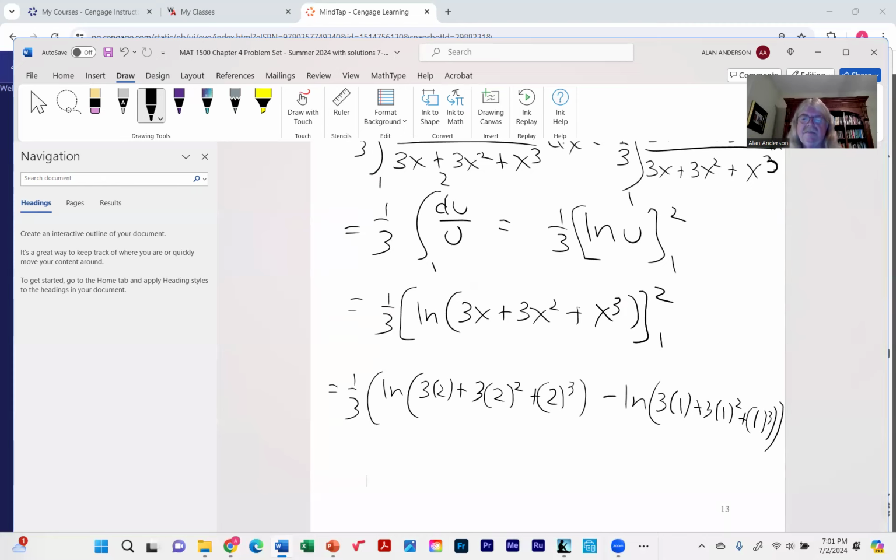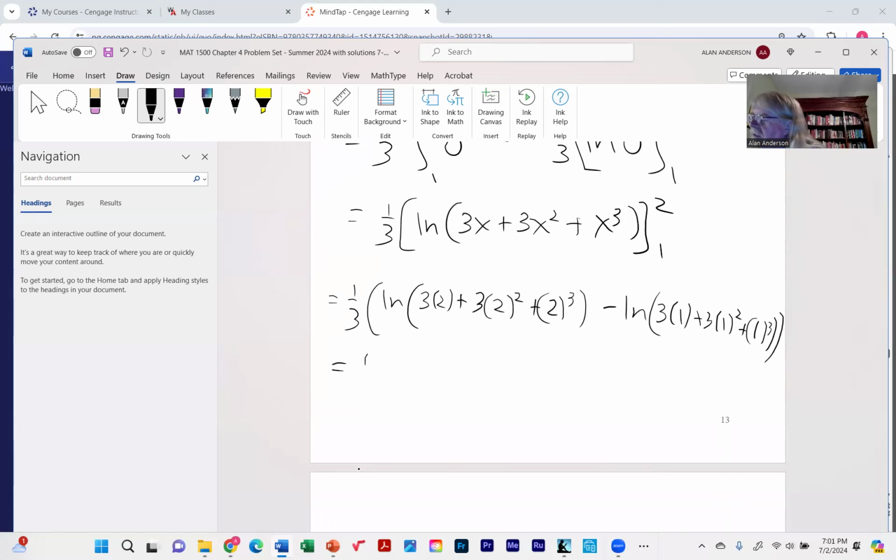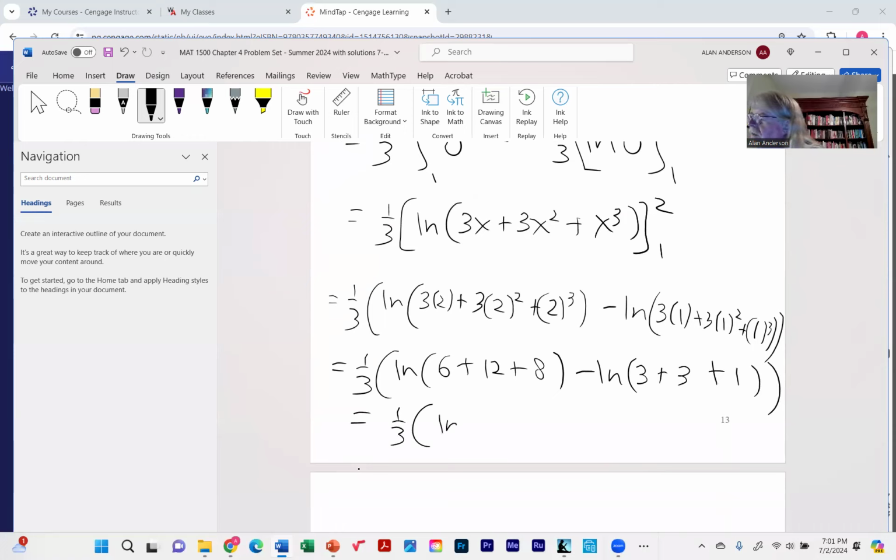Okay. We'll have a third log of 6 plus 12 plus 8 minus log 3 plus 3 plus 1. 1/3 log of 26 minus log 7. And that's it. We're done. Now, if you needed to know the exact value of this, you could plug it into your calculator, but this is fine.